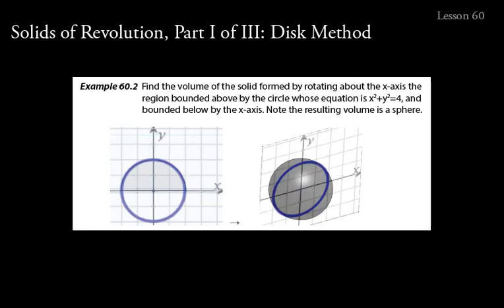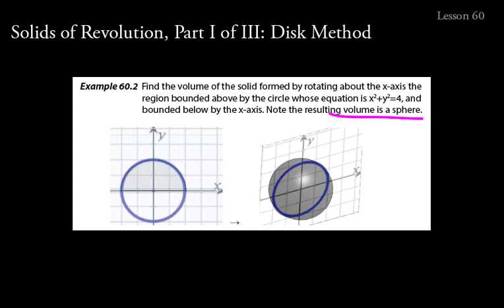Let's move on now to problem 2, though. Find the volume of the solid formed by rotating about the x-axis, the region bounded above by the circle whose equation is x squared plus y squared equals 4, and then bounded below by the x-axis. Note the resulting volume is a sphere, so what we're really doing here is 4/3 pi r cubed. So that's too easy, though. That's not really applying the integral formulas here for this.